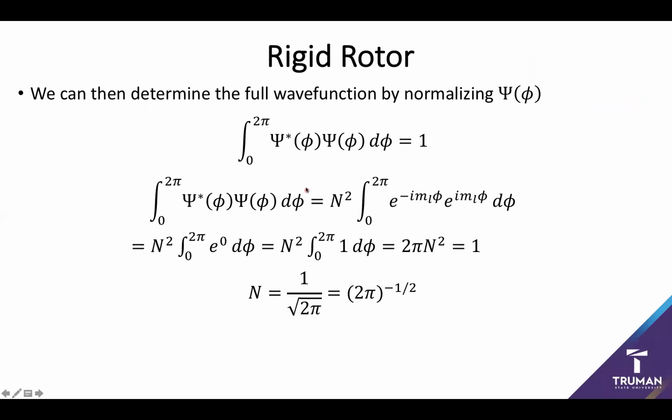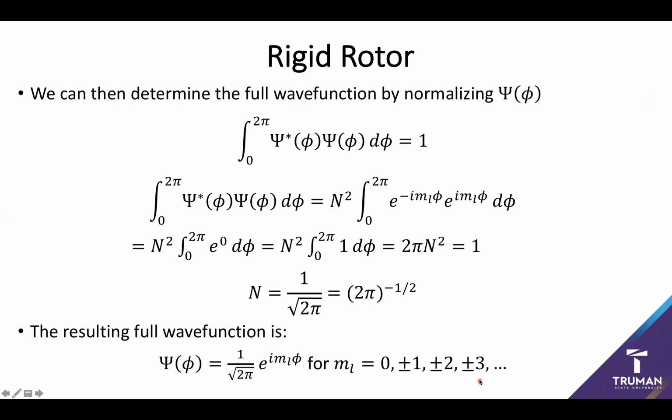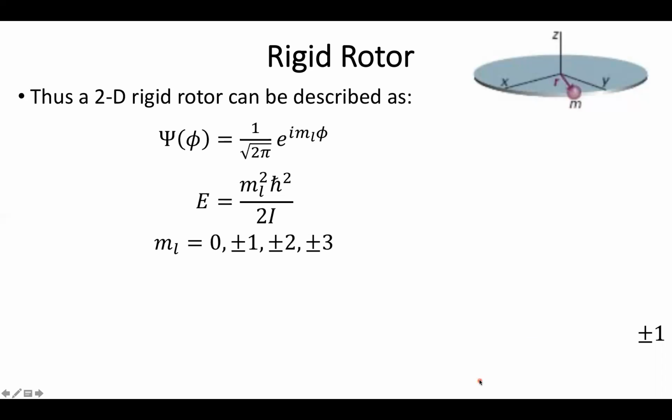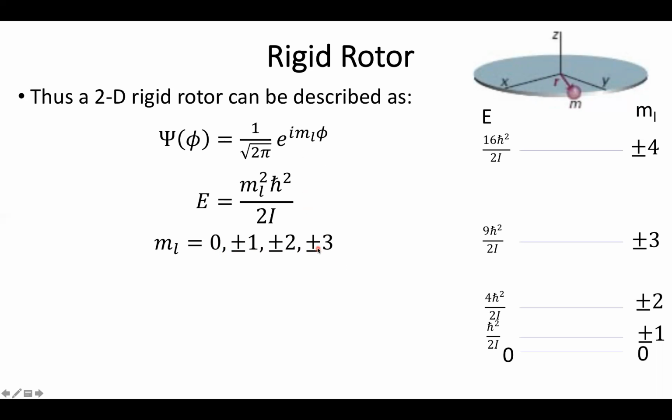We have a wave function, we have a set of energy levels, and we have the permissible quantum numbers. However, let's go ahead and take a look at what this looks like in terms of energy numbers, and this will kind of give us some fun implications.